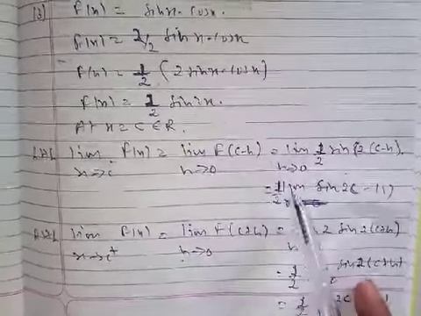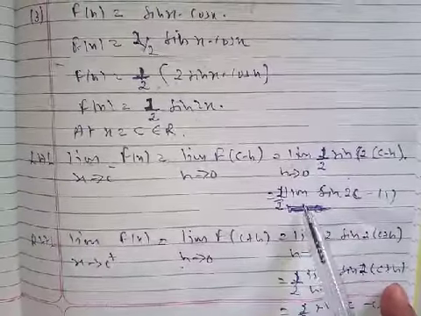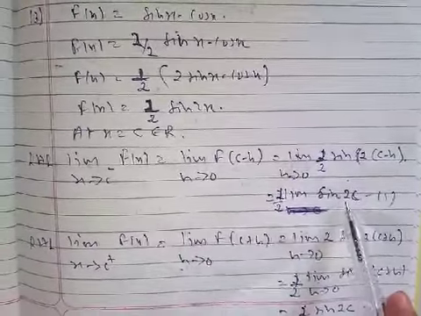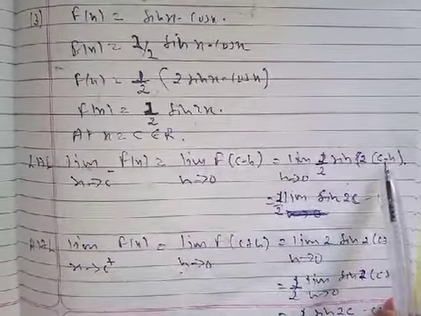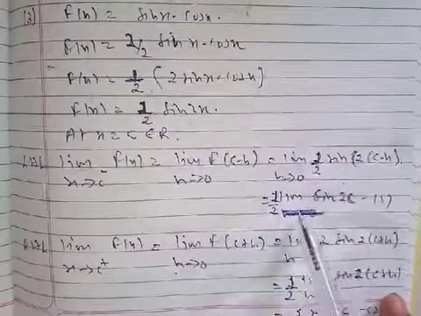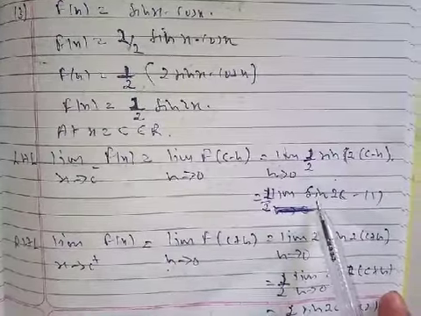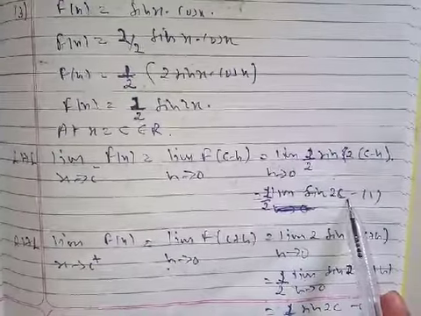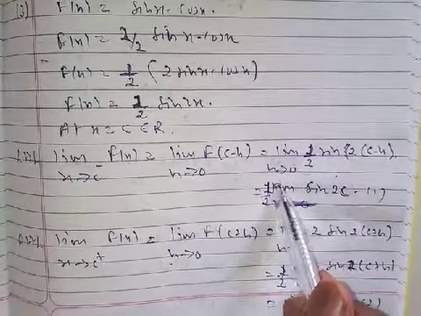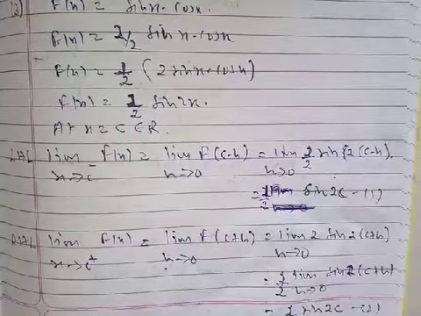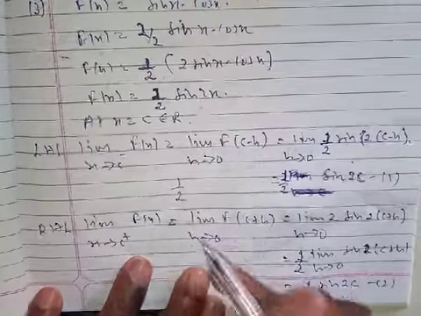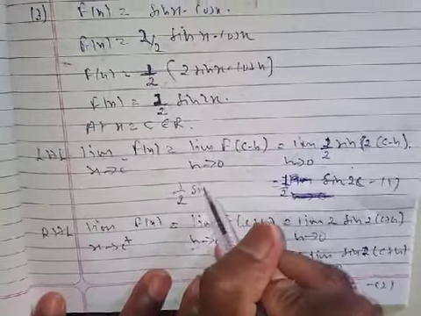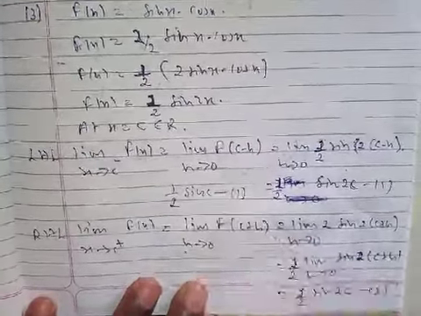This half can be taken outside, so half is taken outside. So limit h tend to 0, is it? If you substitute the value of h, if you substitute, then you will get half sine 2c, is it? Limit will not be there, it will be only half sine 2c. This will be the first.